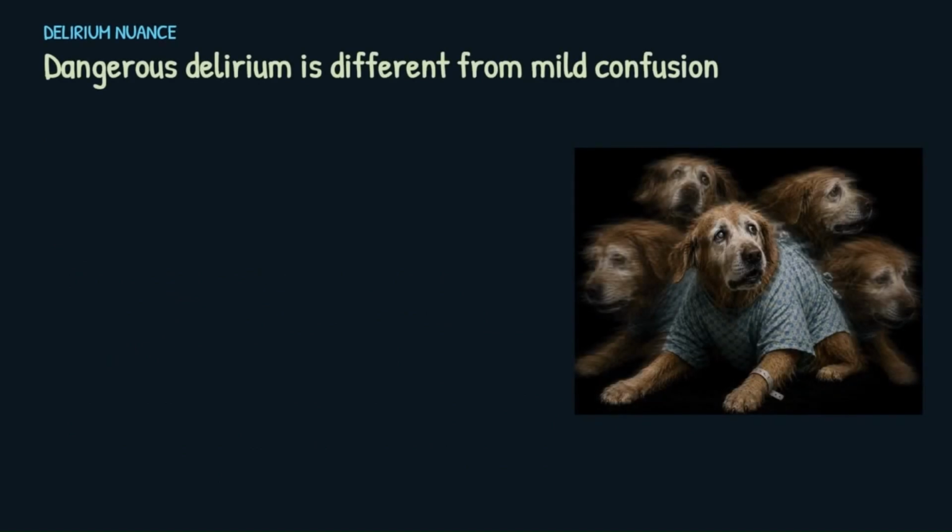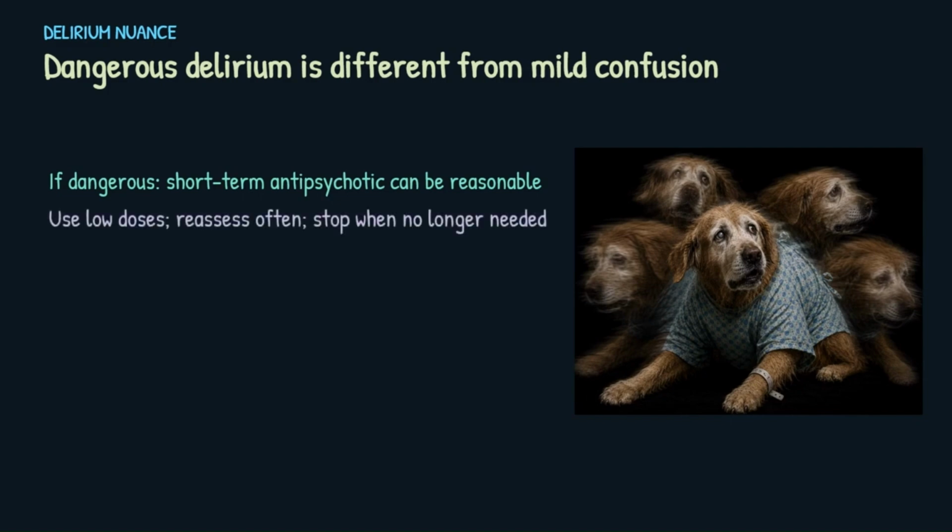If reorientation does not work and the patient is a danger to themselves or others, short-term antipsychotic medication may be used to reduce the dangerous agitation while the medical cause is being addressed. Use a low dose of the antipsychotic, reassess often, and stop when no longer needed, since antipsychotics can cause severe side effects in the elderly. You also want to avoid them or be very cautious in Parkinson's disease or Lewy body dementia due to the sensitivity to the dopamine blockade.